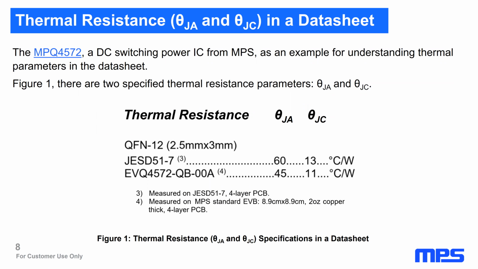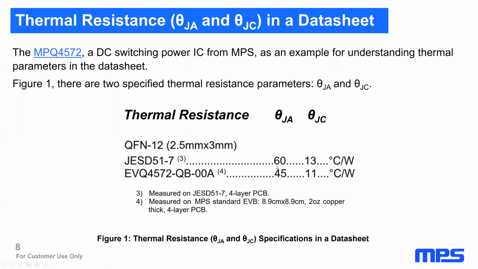Theta is the thermal resistance, and it is specified in a datasheet as junction to ambient and junction to case. We see here a snippet from the MPQ4572, a DC switching power IC from MPS, as an example for understanding thermal parameters in the datasheet. You see here the number, theta junction ambient, 60 degrees per watt.